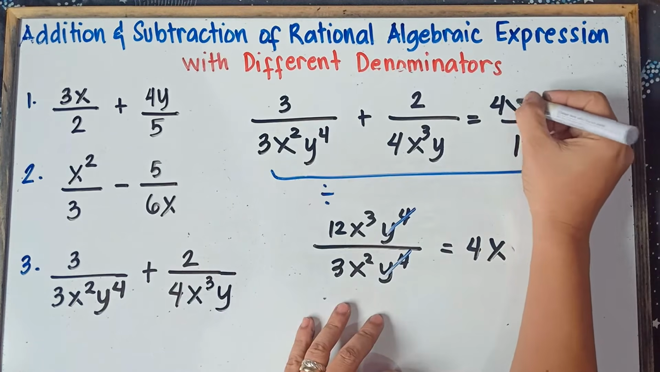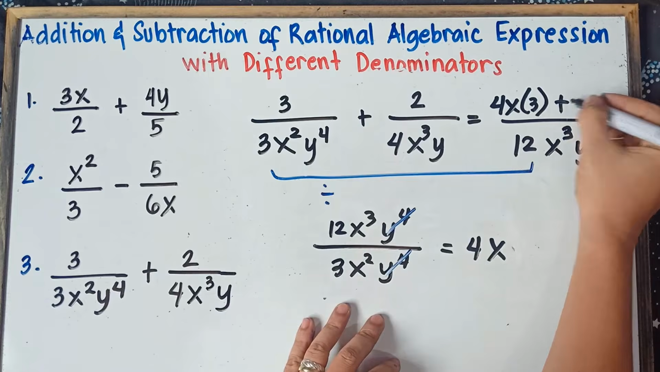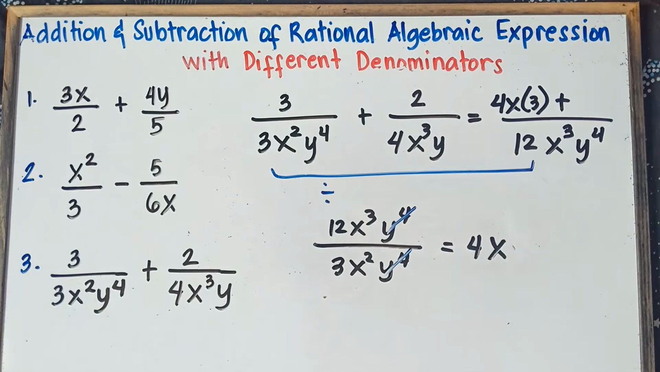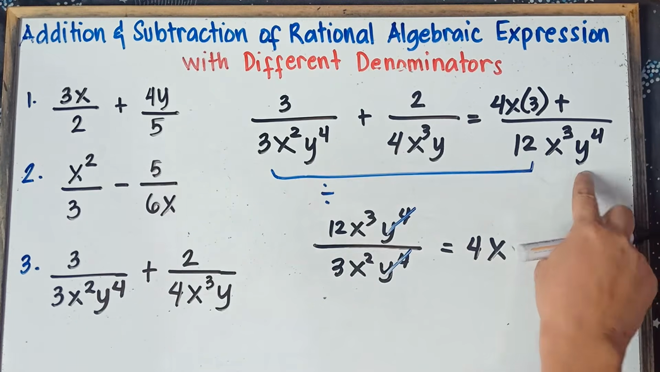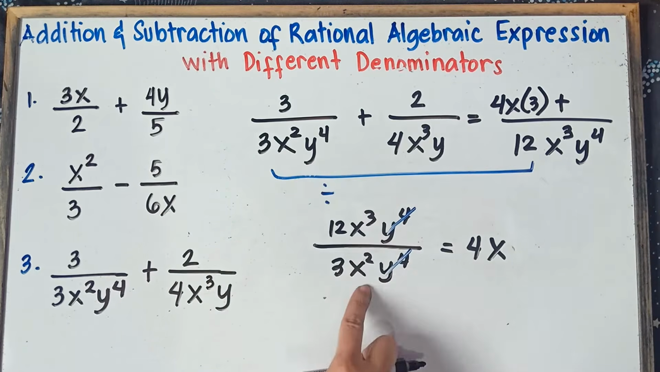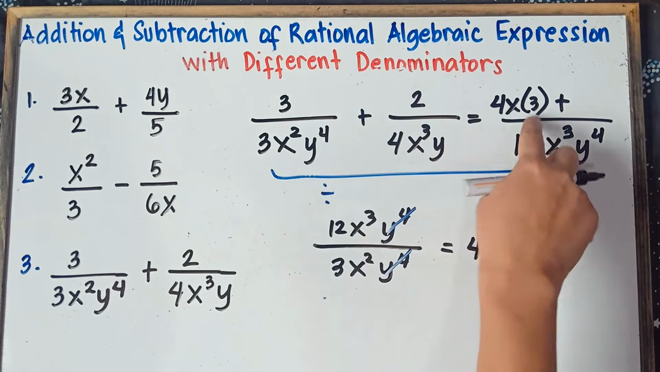Alright, so 4x, and then multiply the numerator times 3. Copy plus sign. So once again, class, I hope it's clear for you. Once again, 12x cubed y raised to the power of 4 divided by 3x squared y raised to the power of 4. The answer is 4x, and then multiply the numerator, 4x times 3.